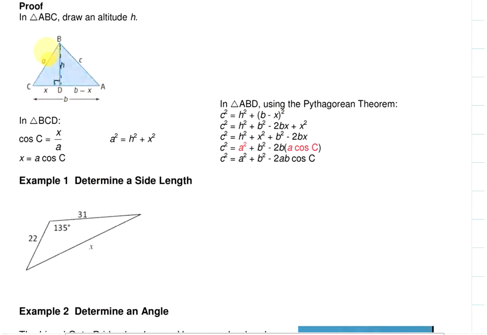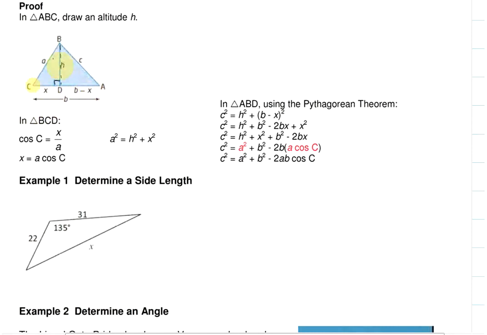And if I call from C to D x, then from D to A, I'm going to call it B minus x. If you're not sure why that's true, let's say that x is 4, and let's say that B is 10. If I want to figure out the distance from D to A, knowing that this side is 4 and the whole thing is 10, to get from D to A, I would go 10 minus 4. Or in this case, B minus x. So that's why from D to A is B minus x.